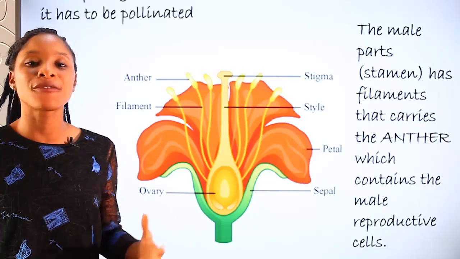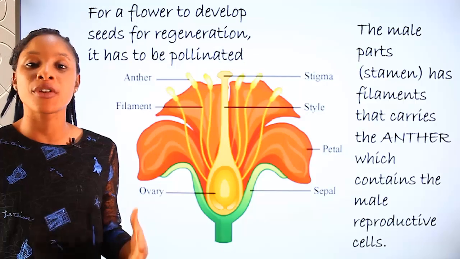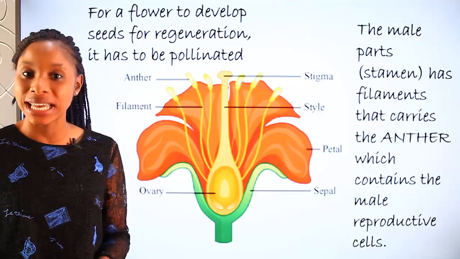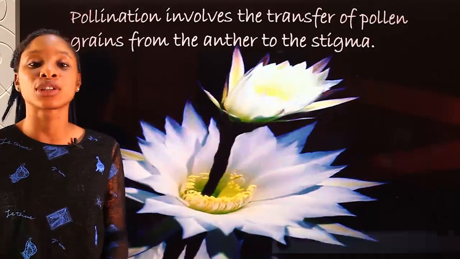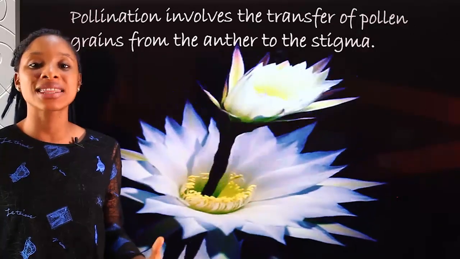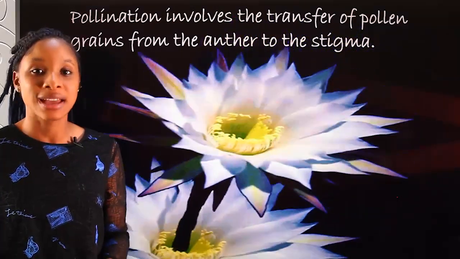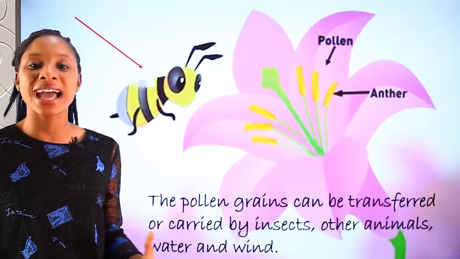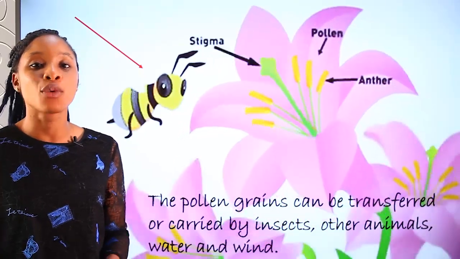Now, take note that for a plant to reproduce, for a flower to regenerate seeds, it has to be pollinated. So what is pollination? Pollination is the transfer of pollen grains from the anther to the stigma. Now, a flower can be pollinated by insects, other animals, water, and wind.